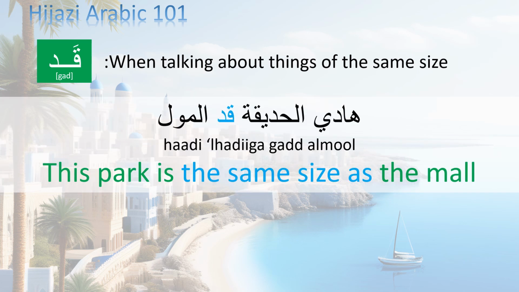هذه الحديقة قد المول. This park is the same size as the mall. هذه means this. You can also say دي الحديقة, so دي or هذه. الحديقة is the park. قد is the same size as. المول is the mall.